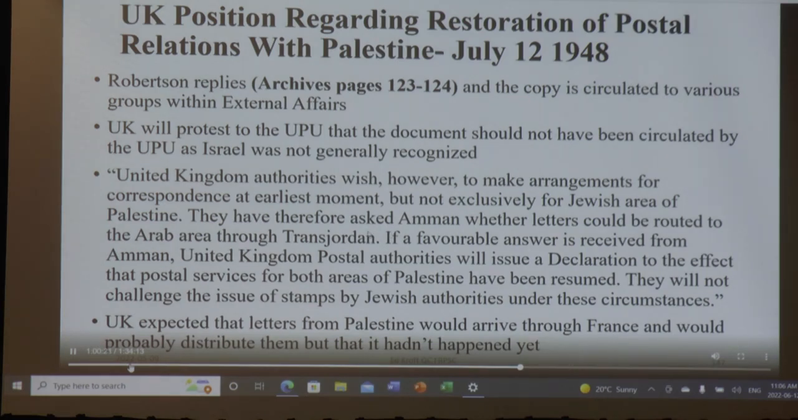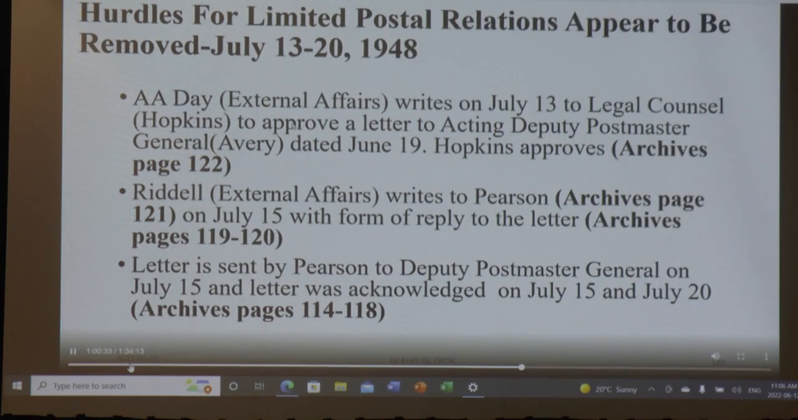The UK also told Canada that they were going to accept mail because in all likelihood mail was already getting into the United Kingdom from Israel, and we've already seen that with examples I've shown you. And mail would also come in through Air France. Well, Mr. Day then says, okay, we know what the UK position is. Now we're going to write to the postmaster and tell him he can go and start trying to get some mail service going with Israel.